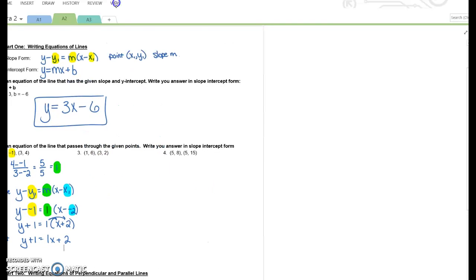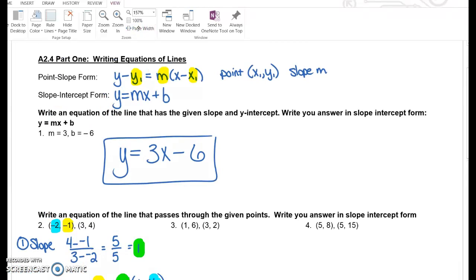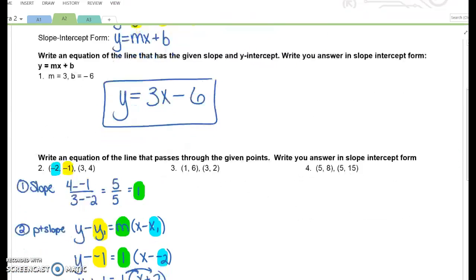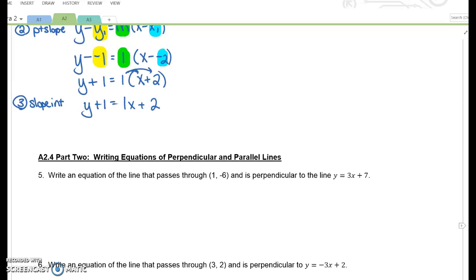Okay, this is starting to look like slope-intercept form, but we want it to be y equals. It's not quite y equals yet. What should we do for our last step? Subtract 1 on both sides. Y equals 1x plus 1.